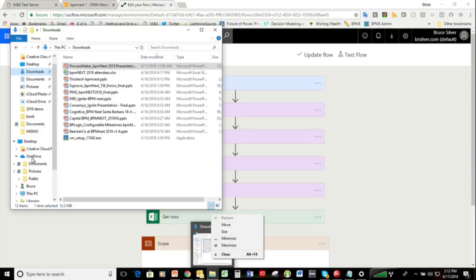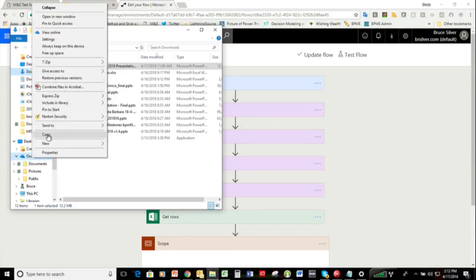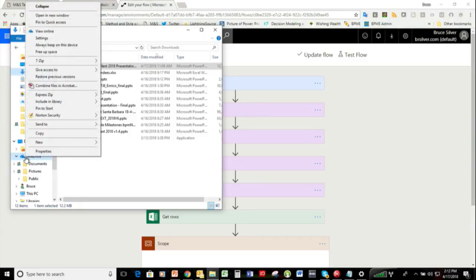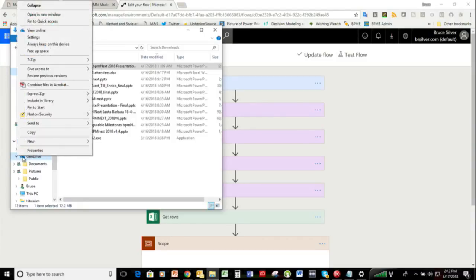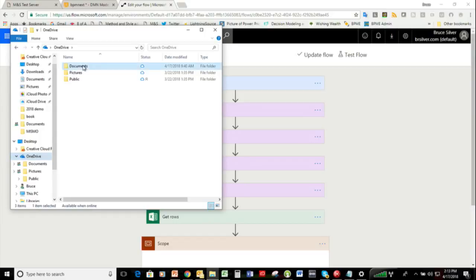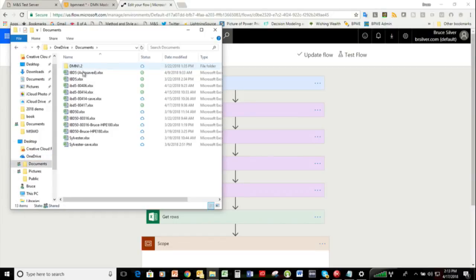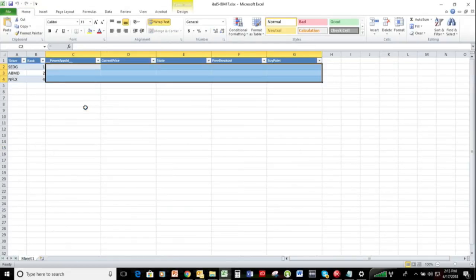Now, I created in, where is it, in OneDrive. Why am I not seeing this? Oh, okay. Use the right mouse button here. So I have three stocks here. I'm on a test instance and it's kind of slow. So in the interest of time, I just have three stocks here, and I save this in an Excel file.